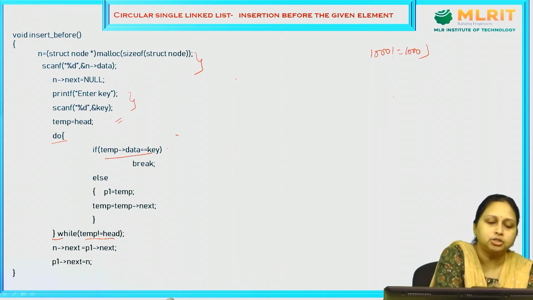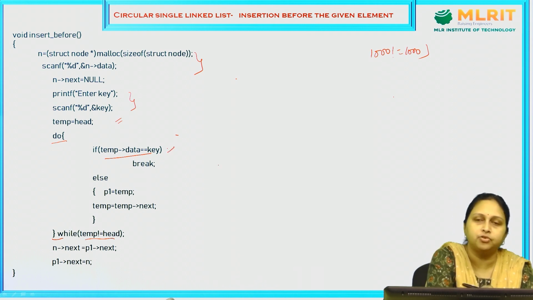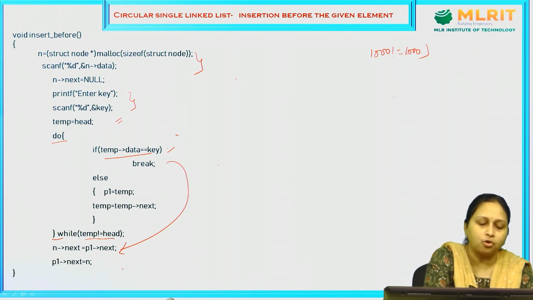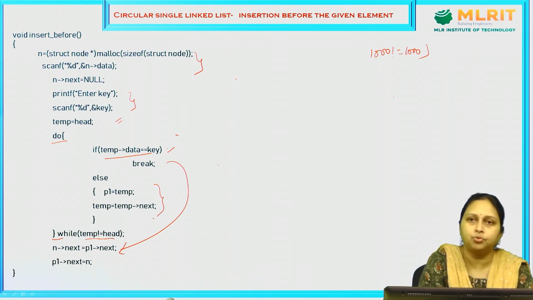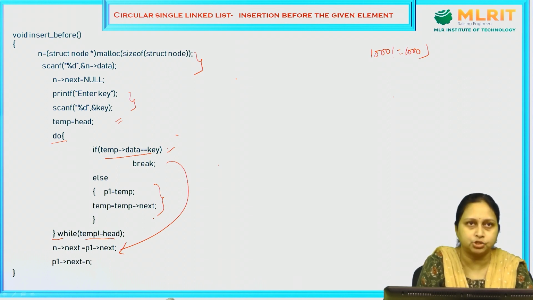And we check if temp arrow data equals key. If you have the key value, then it will terminate and make the connection with the new node which you have created. If not, you assign temp to P1 and temp will be moved to the next location. This is what we are going to perform in insertion before.